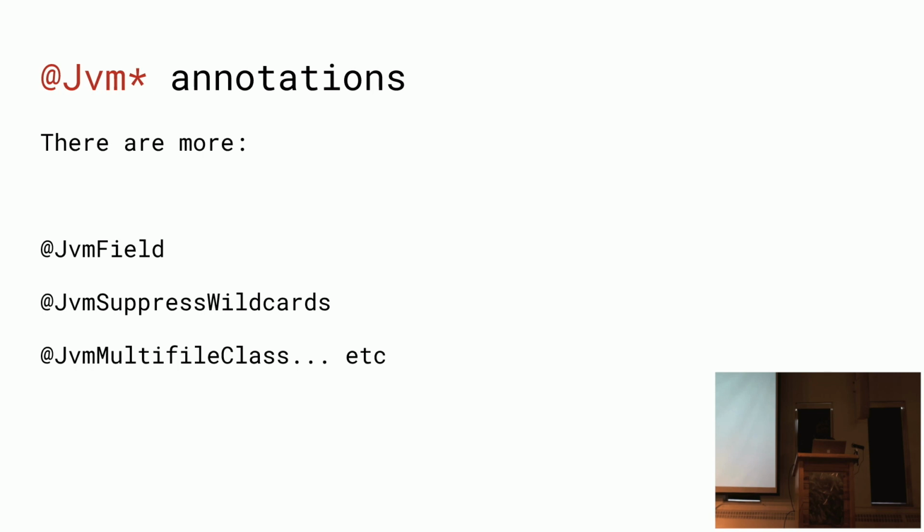And there are actually a lot more JVM annotations. There's the JVM field, which you use when you want to expose a member from your Kotlin class as a field in Java. There's the JVM suppress wildcards that you can use when you're using generics in Kotlin and you want to port it to Java. There's a JVM multi-file class, and there are so many others that I'm not going to talk about in this talk.